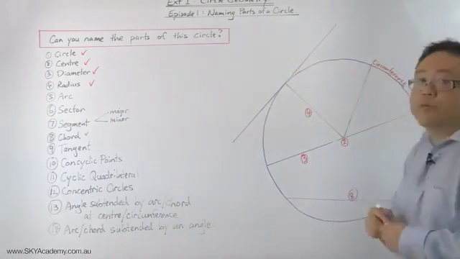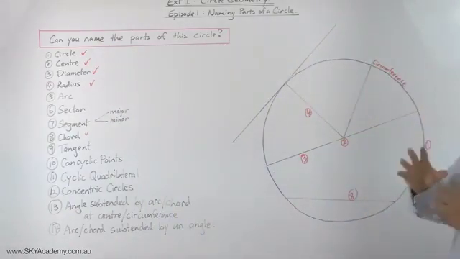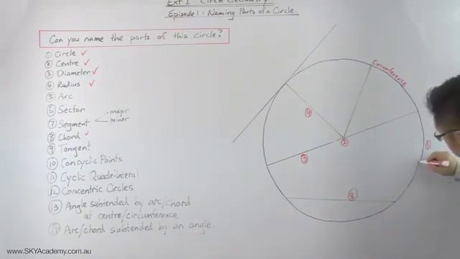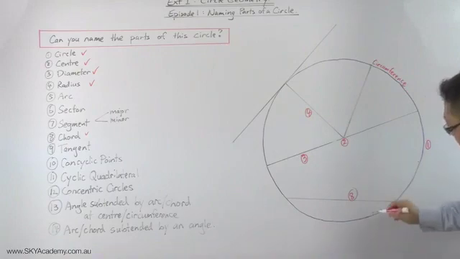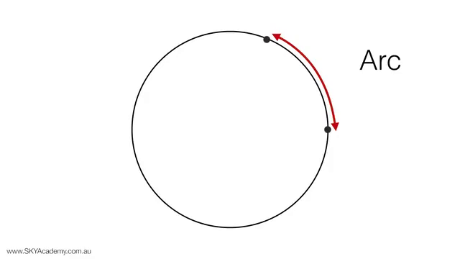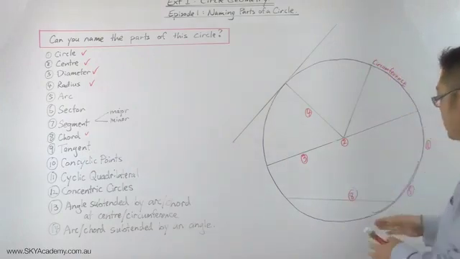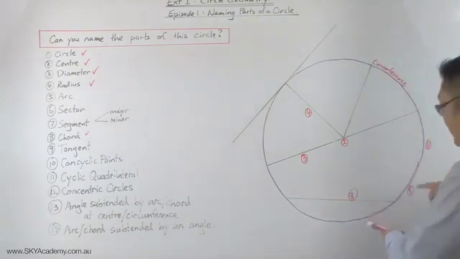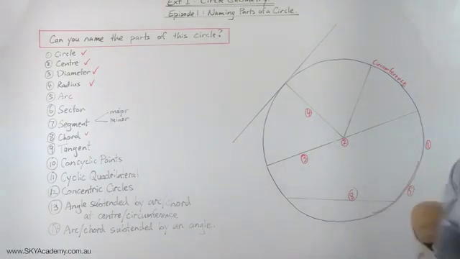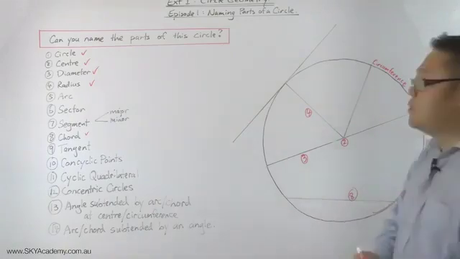Now, let me go through the next one, which is an arc. An arc is just some part of the circumference, right? So you might go from, say, that point there to that point there, and it's the distance around that. That distance there is called your arc, right? Now, an arc can be any length, just like a piece of string can be any length. How long is your arc? Well, it just depends on how it's defined on the circle. But basically, any portion of the circumference is called your arc.